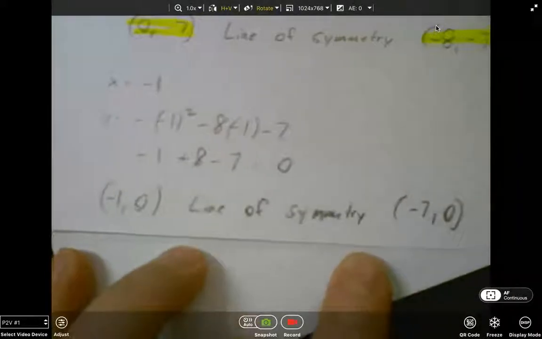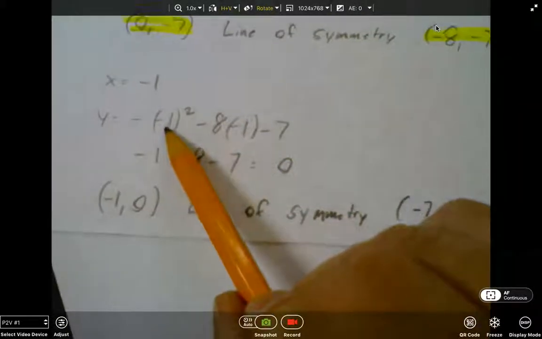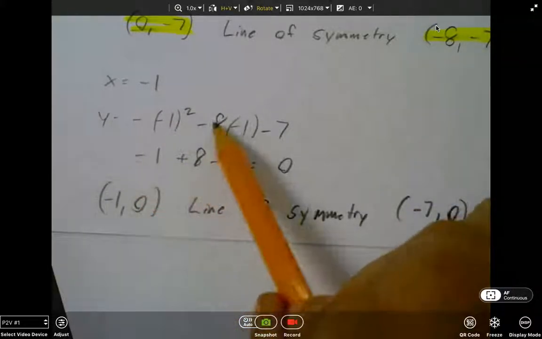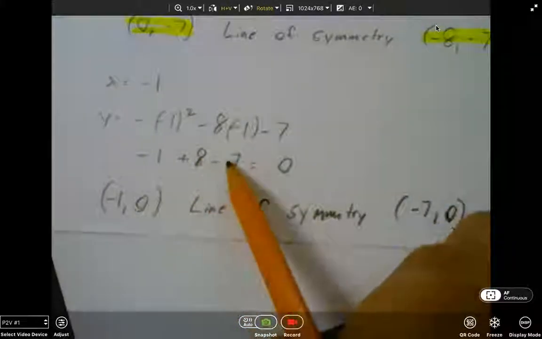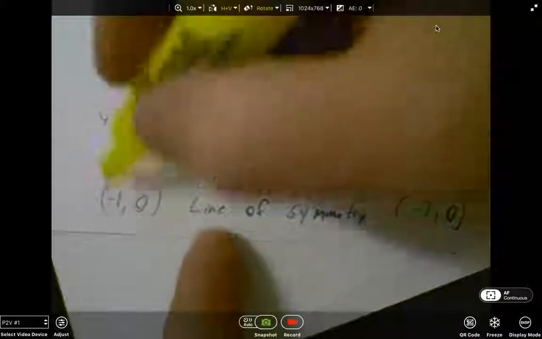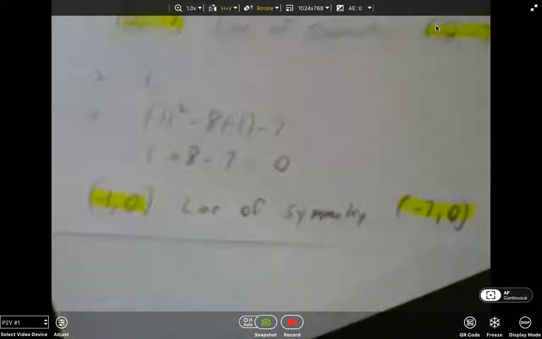So I kind of already knew from my factoring that -1 was one of the solutions. So I plugged in -1 to my quadratic, and -1 squared is 1, but the negative outside is -1. And then this is +8 minus 7 gives me 0. So now I know my solutions are -1, 0, and -7, 0. So now I can go here and finally graph those.